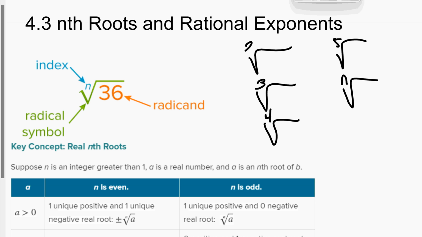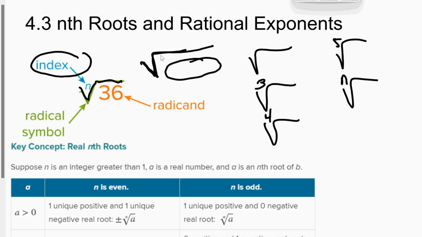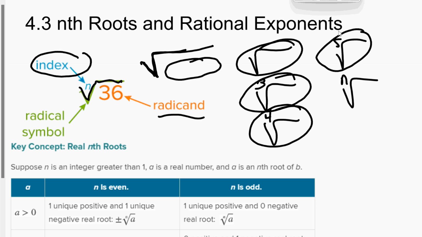Normally we don't plug in a 2 for the square root, but any other number we plug in is actually called the index. It's in between this radical sign, this little check mark part right there. This right here is the radical symbol, and whatever number or anything that's underneath the radical is called the radicand.